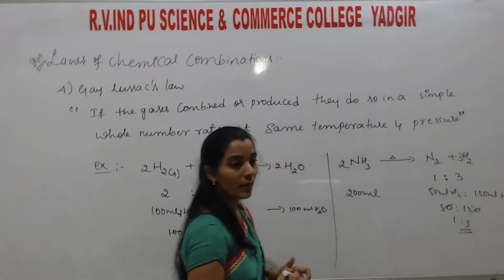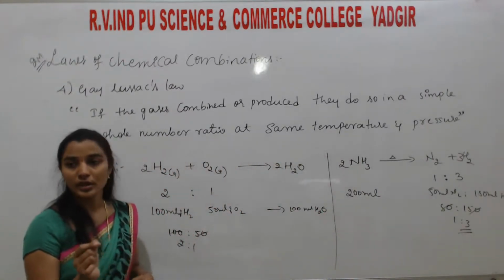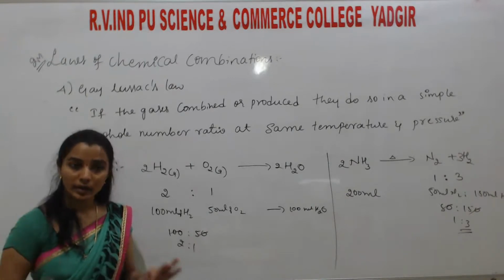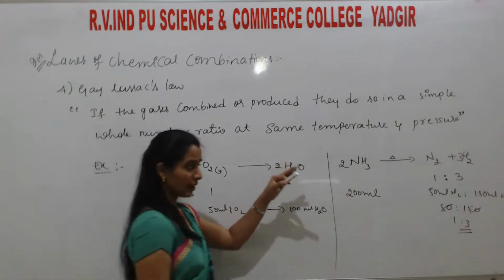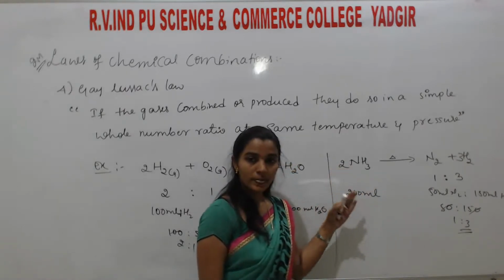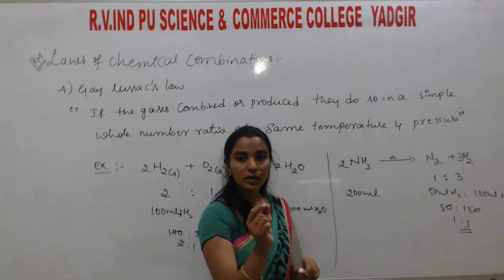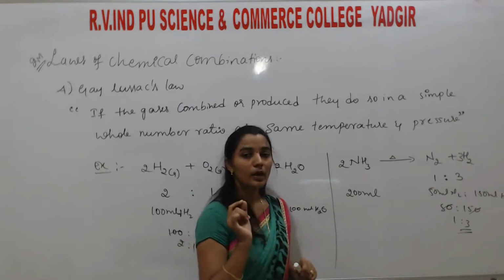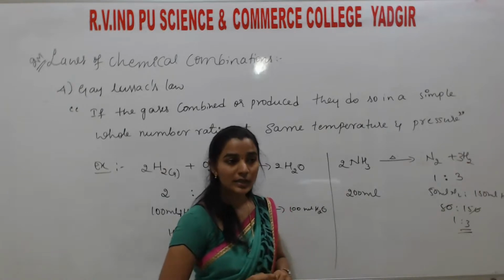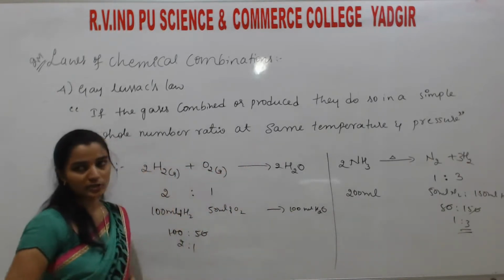Whether the gases combine or are produced, they always do so in a simple whole number ratio, no matter whether they are given in grams, in ml, or any other unit. They are always present in a simple whole number ratio. That is explained by Gay-Lussac's law. It is purely a gaseous law.